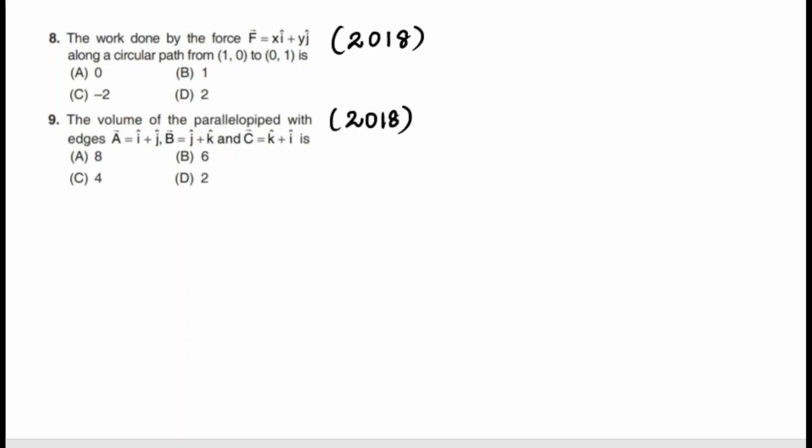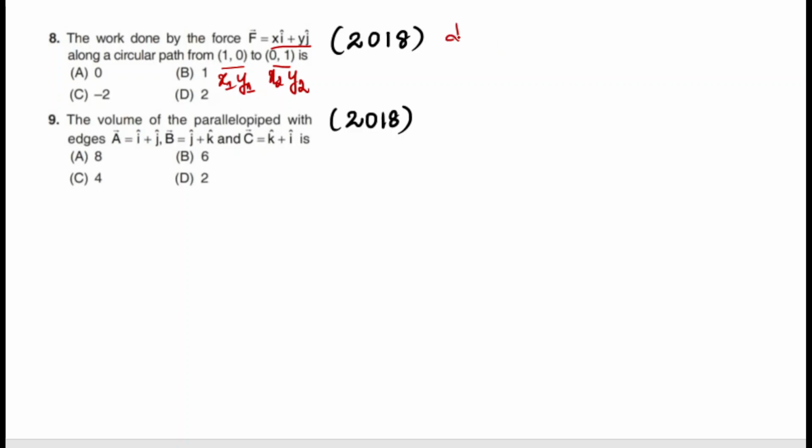In 2018, two questions were asked from this vector calculus. The work done by the force F vector, which is equal to x i cap plus y j cap, along a circular path from (1, 0) to (0, 1). So this is the x1 value and this is the y1 value. This is the x2 value and this is the y2 value.